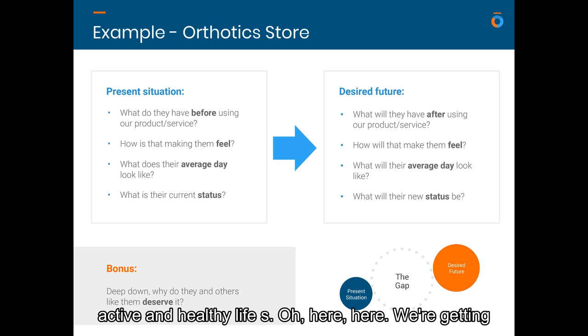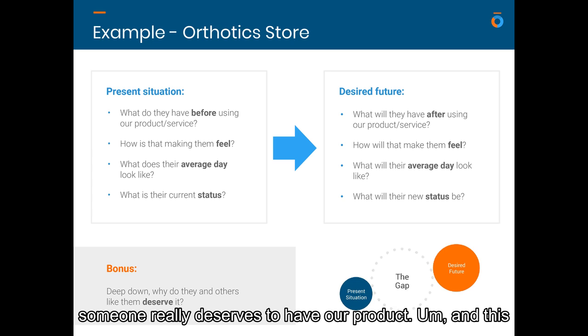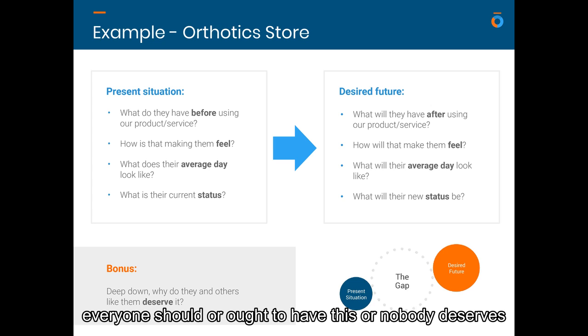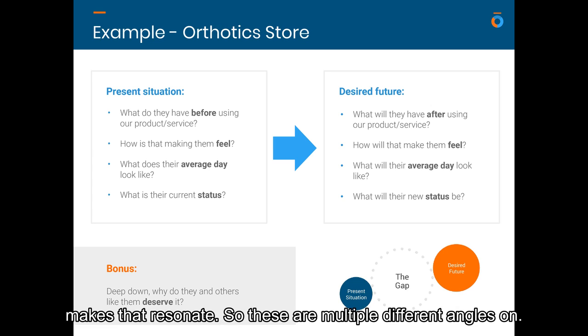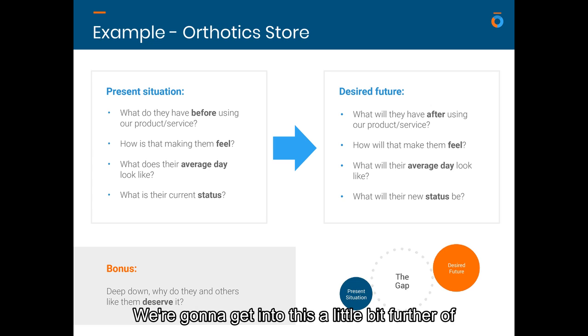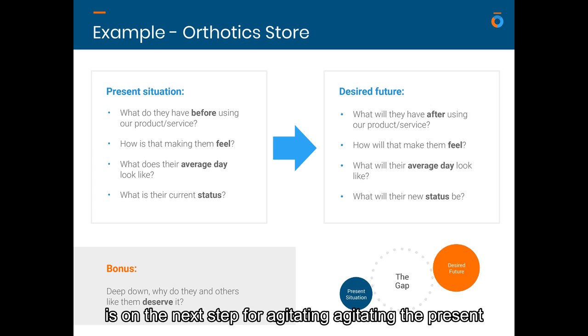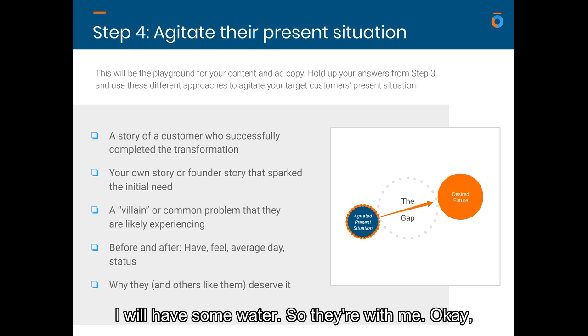So here we're getting into the kind of philosophical reason why someone really deserves to have our product. This lives in the world of everyone deserves, everyone should, or ought to have this, or nobody deserves to live with foot pain. And that's really what makes that resonate. So these are multiple different angles, and we're going to get into this a little bit further when you actually apply this. Actually, this is on the next step for agitating their present situation. So I'm not going to jump ahead of myself, but I will have some water, so bear with me.